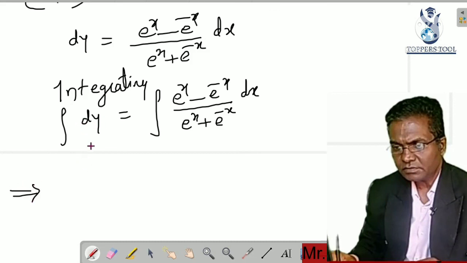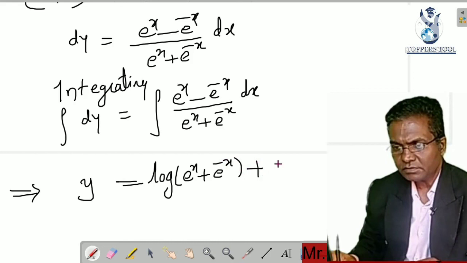Integration of 1 with respect to y is y. And look here, what is the derivative of this? The derivative of e power x is e power x, and derivative of e power minus x is minus e power minus x. So the numerator is the derivative of the denominator. You can keep it as log of denominator and plus constant. Because we don't have a log term here, you can keep the constant as just c.